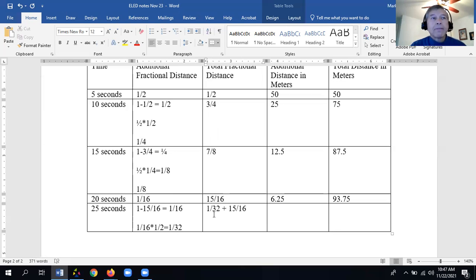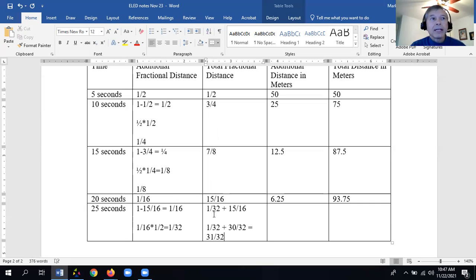Well, you have to get a common denominator, and that would be 1/32 plus 30/32, because 15/16 is the same as 30/32. And when you add these, you get 31/32.